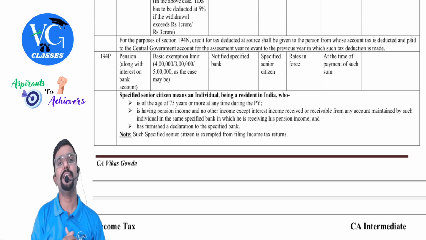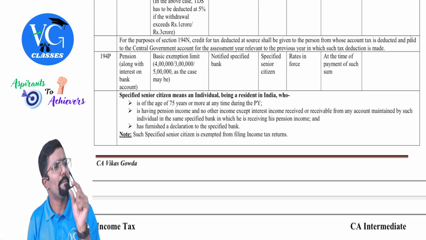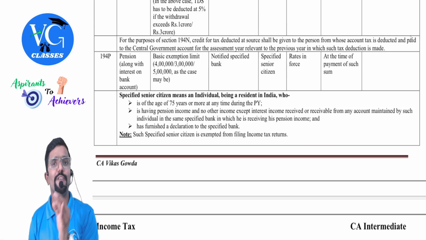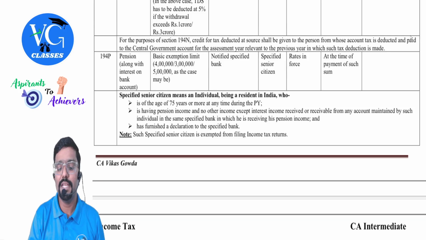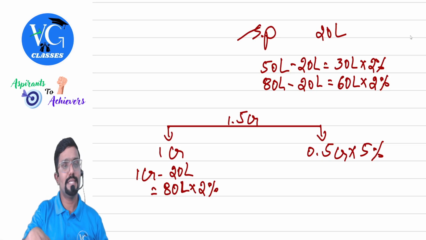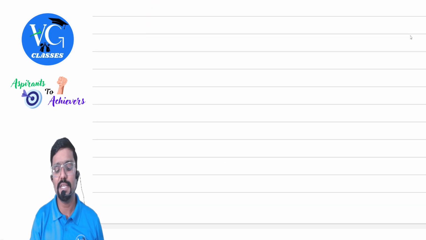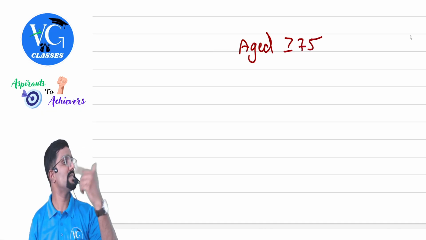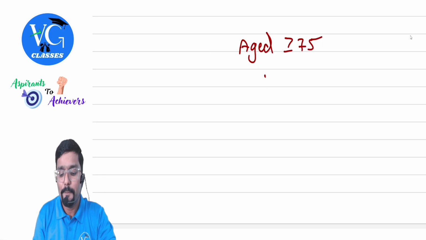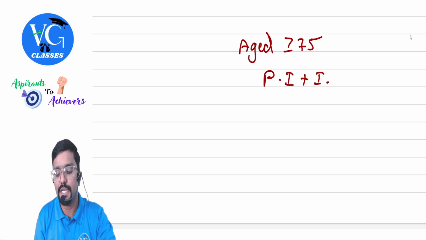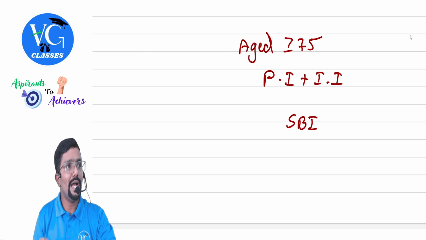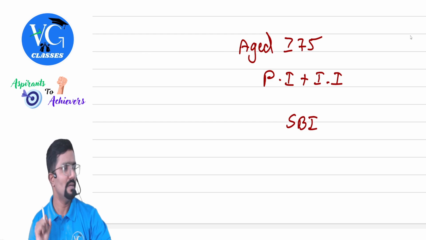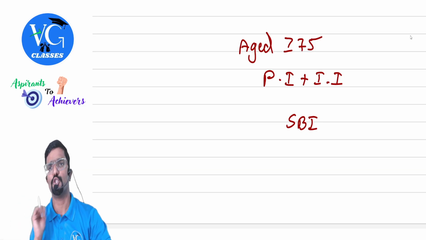194P covers again a special person. Let me consider that as a person who is getting pension. 194P is pension. What is it telling? Guys, assume I am a senior citizen who is aged 75 or more. Not 60. Here what is given is 75 or more. I have a pension income as well as interest income from the same bank. Assume SBI. I have both the income from whom? SBI. I don't have any other income except these two.